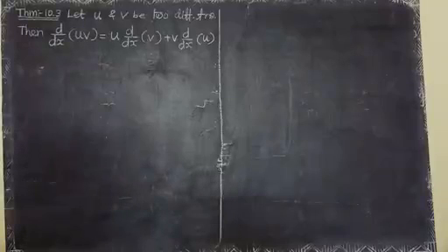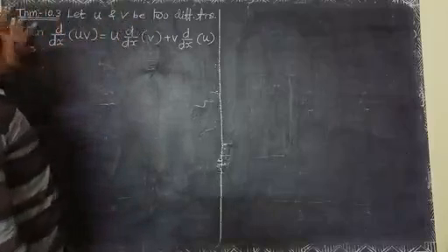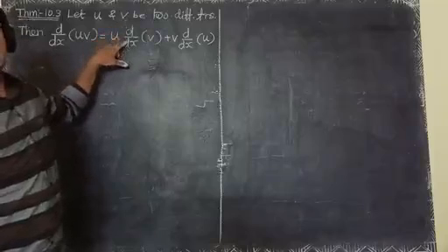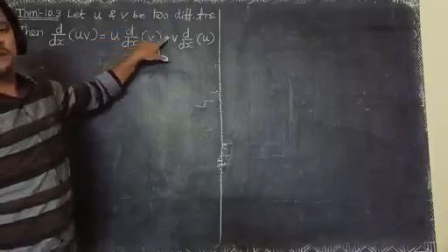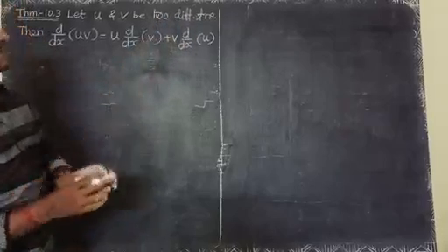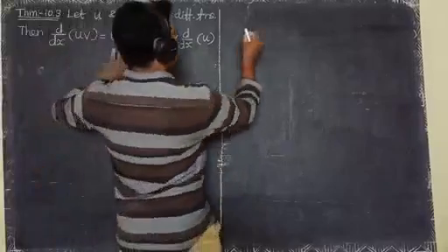Next, Theorem 10.3. Let u and v be two differentiable functions, then d/dx (uv) is equal to u times d/dx of v plus v times d/dx of u. What is the difference between Theorem 10.2 and Theorem 10.3?